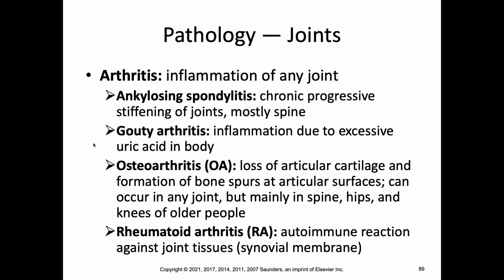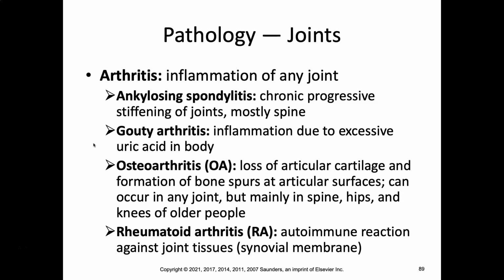All right, talk about pathology again, but this time let's focus on joints instead of muscles. We've got arthritis. Anyone heard of arthritis? It's very common. It's the inflammation of any joint. There are types of arthritis, as you can see from here. There is ankylosing spondylitis. There's gouty arthritis. There's osteoarthritis and rheumatoid arthritis.